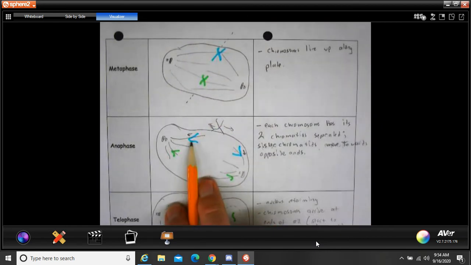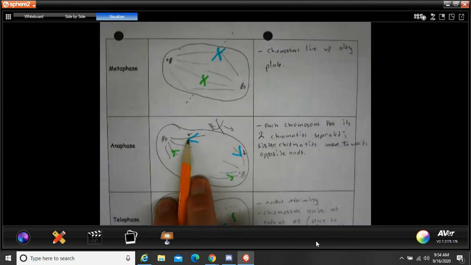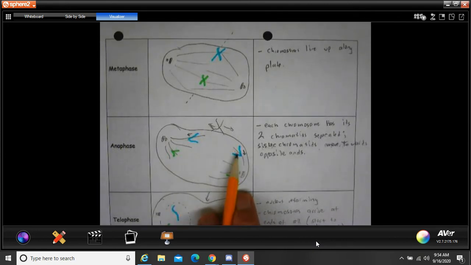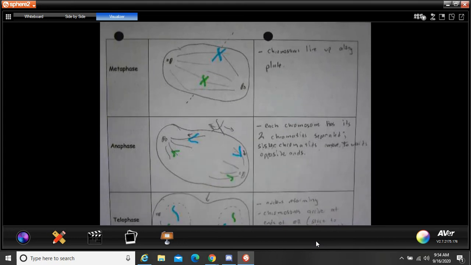The reason they're drawn like this is because if you're pulling from this point, these would be dragging behind as it moves this way. As it goes this way, these ones drag behind, and so on. Okay? So the chromosomes are split into their two chromatids, or separate chromatids now. So the sister chromatids are moving into opposite ends of the cell.